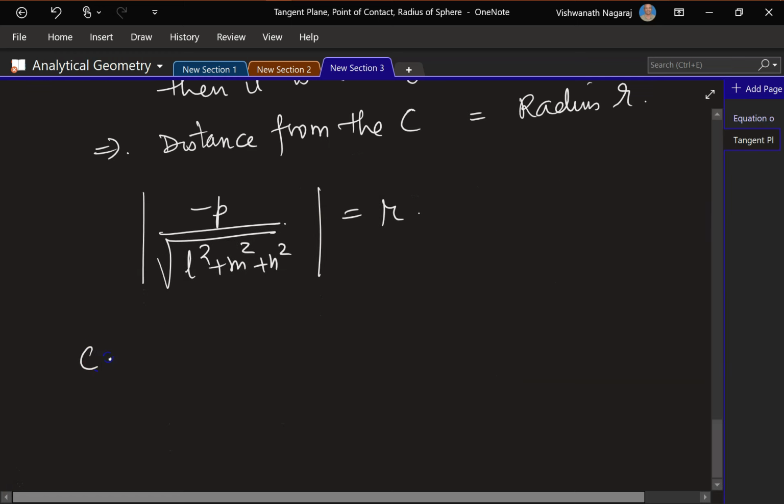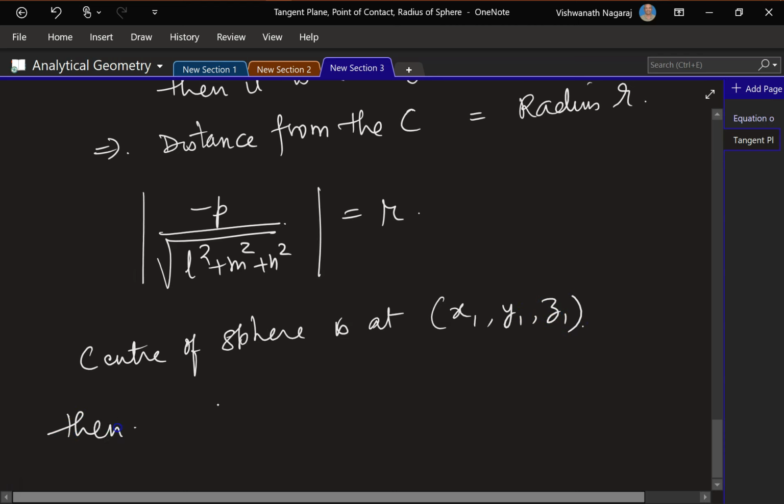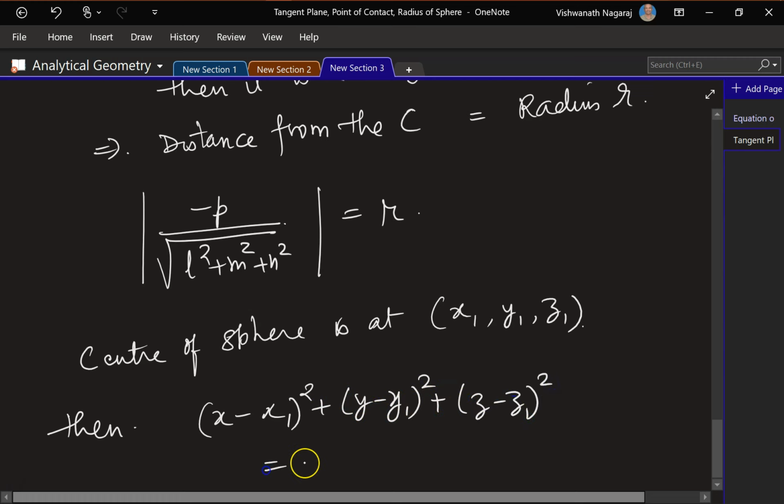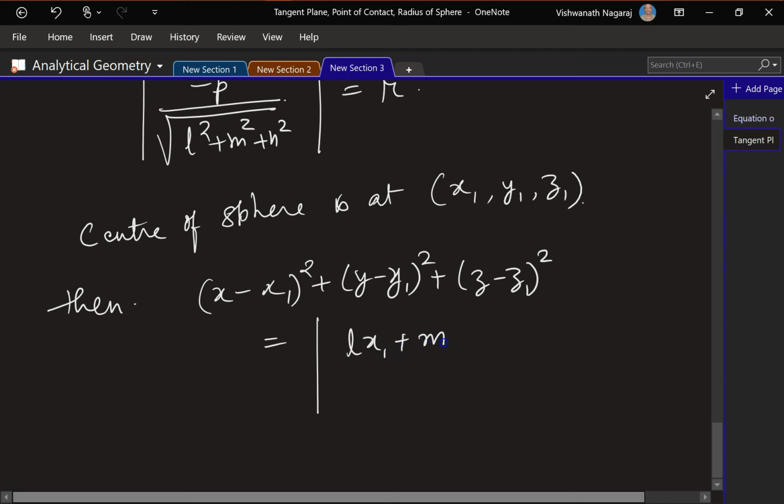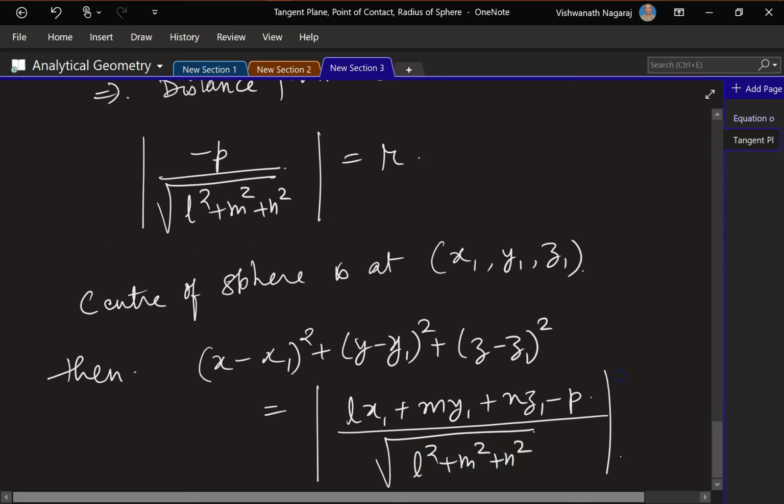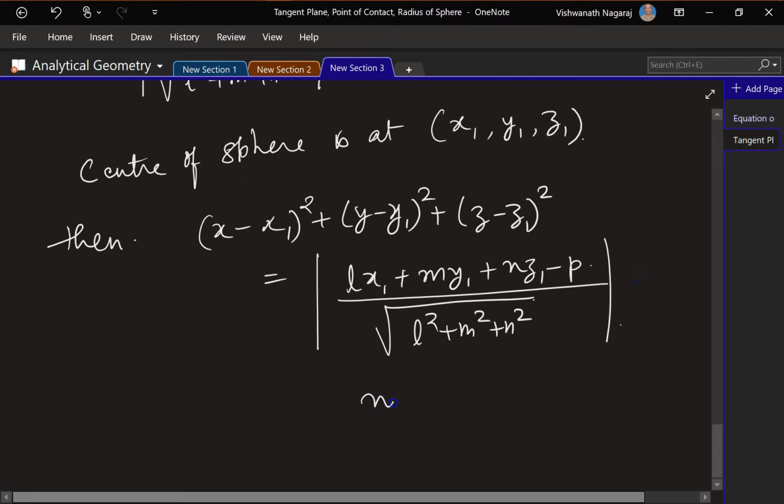Now if the center of the sphere is at some other point, let's say x1, y1, z1, not at the origin, then this would become (x minus x1) square plus (y minus y1) square plus (z minus z1) square is equal to (lx1 plus my1 plus nz1 minus p) divided by square root of l square plus m square plus n square. So this is for the origin and this is when the center is not at the origin.